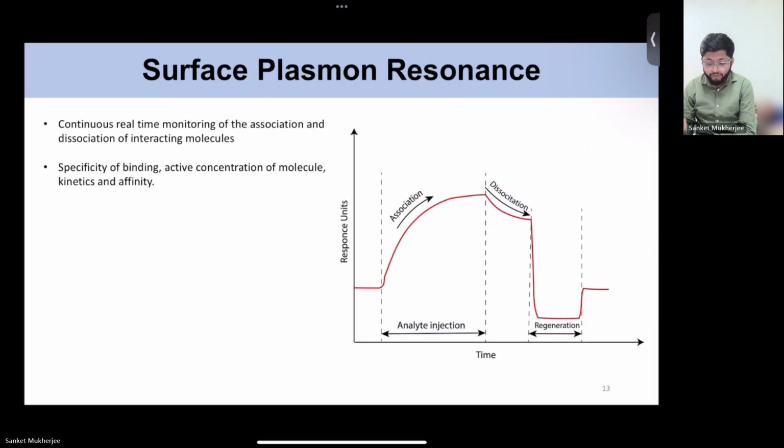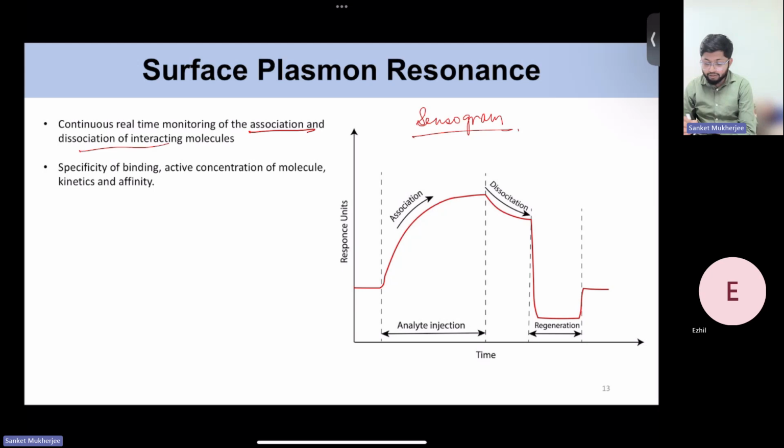So in case of a surface plasmon resonance, we get a figure which is called a sensorgram, and this is how it looks. It actually tells you about the association and dissociation of interacting molecules. All the curves actually come in after the analyte injection. So when you are injecting the analyte, you will see the association, and later you will see dissociation and regeneration as well.